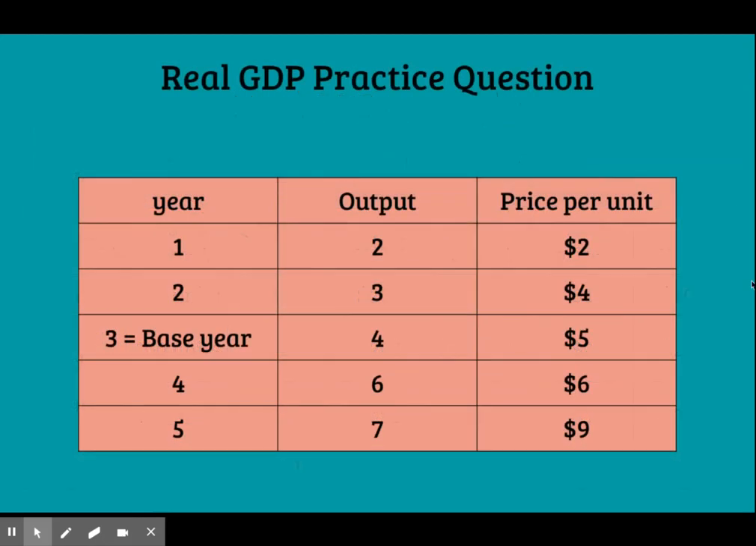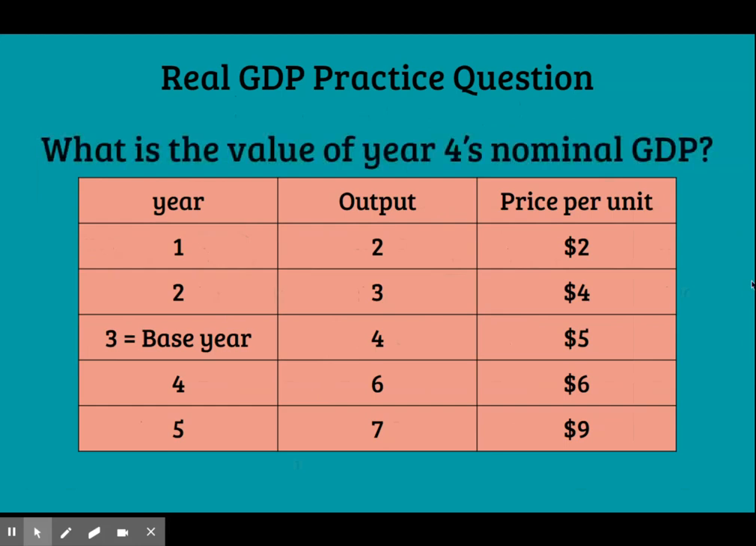Let's do a practice question. Here we have a chart that shows us 5 years worth of the production of a single good and the price of that good each year. We'll use year 3 as a base year. Let's start with finding the nominal GDP for year 4. This is simply done by multiplying the number of units produced by the price that year. That gives us a nominal GDP of $36.